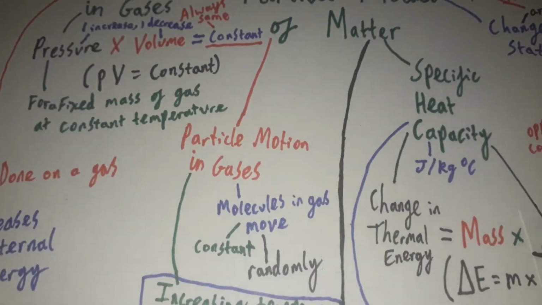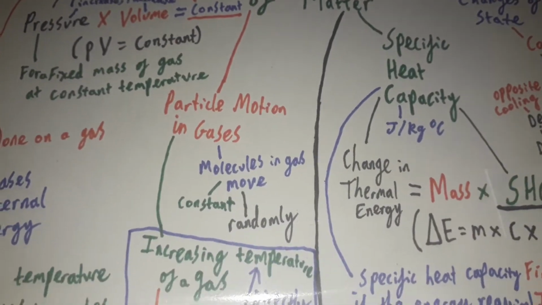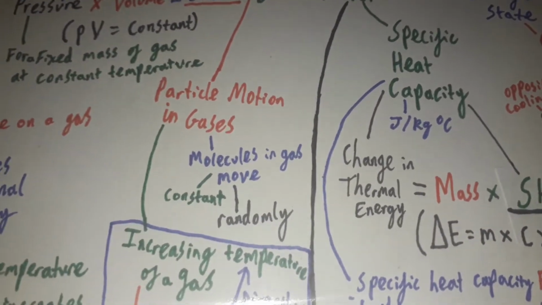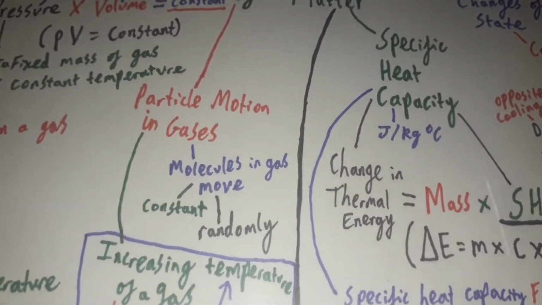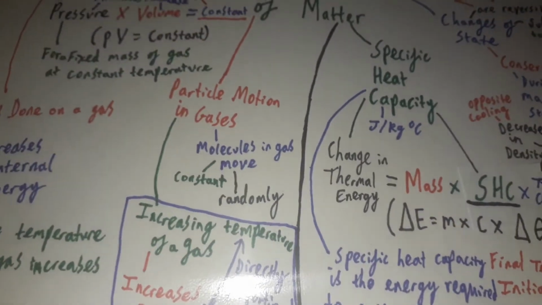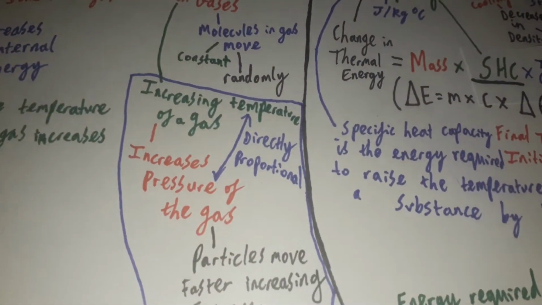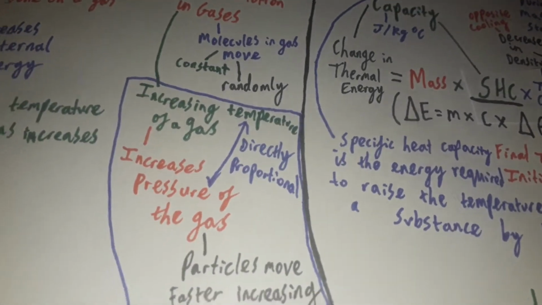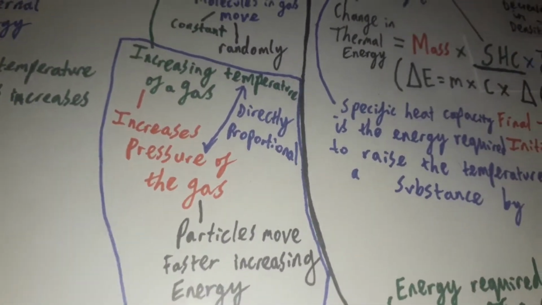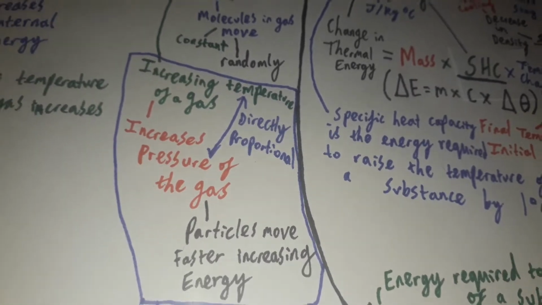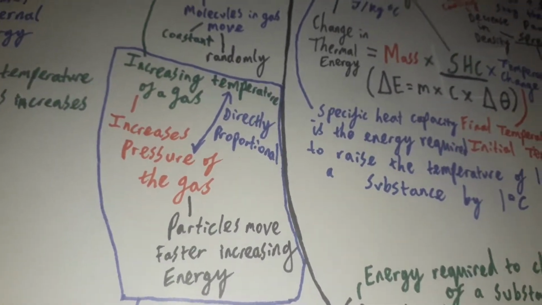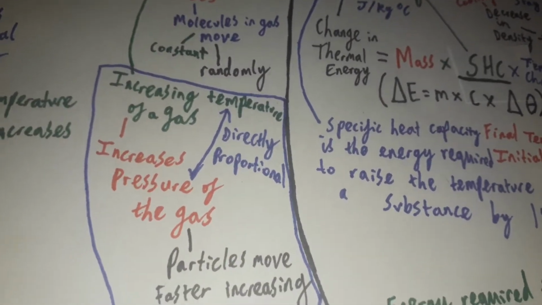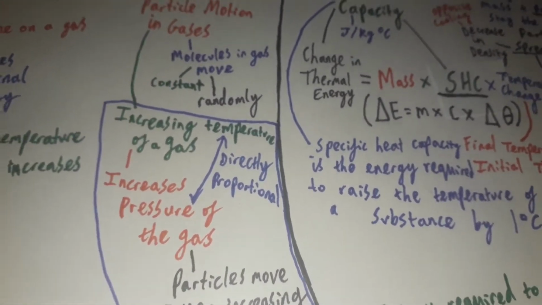Next, let's look at the particle motion in gases. So molecules in a gas move constantly, they also move randomly, so there's no set order to their movements, they just bounce around. So increasing the temperature of a gas increases the pressure of the gas. And this is because particles move faster, which increases the energy, as there are more collisions. Because of this, temperature is directly proportional to pressure in a gas.